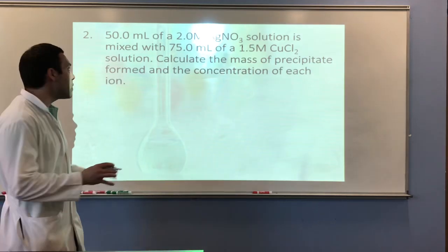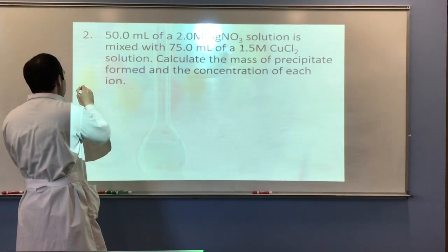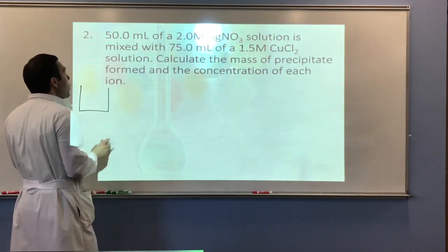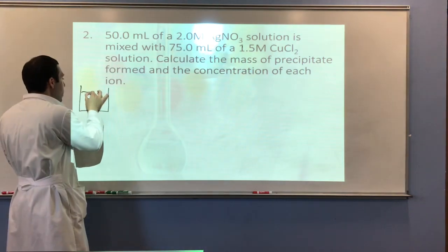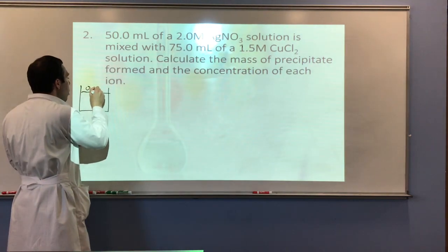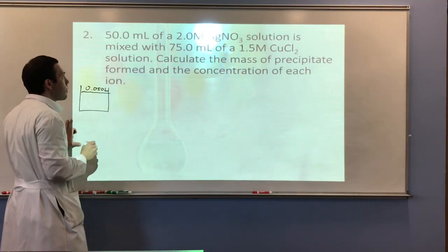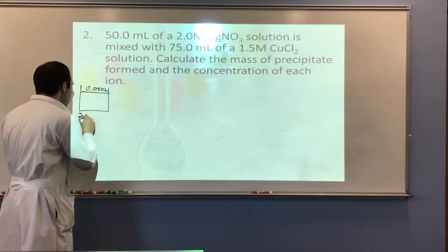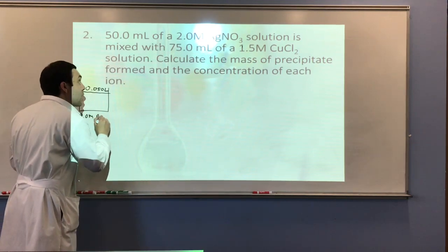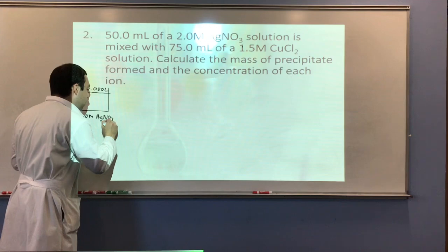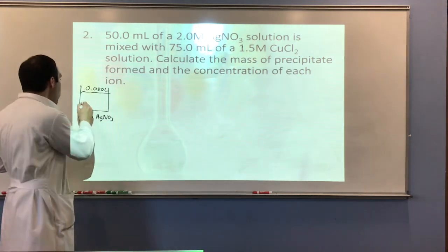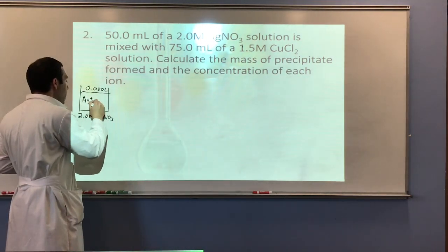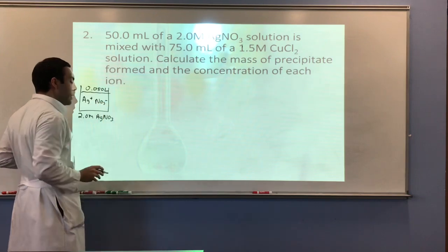So the very first thing we do is we draw our two beakers. The first beaker is 50 milliliters, so that's 0.050 liters of 2.0 molar AgNO3. That'll break up into Ag plus and NO3 minus.